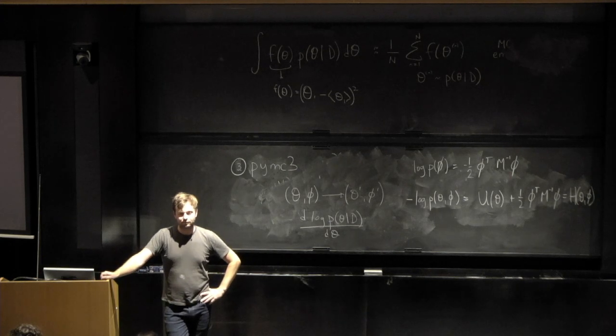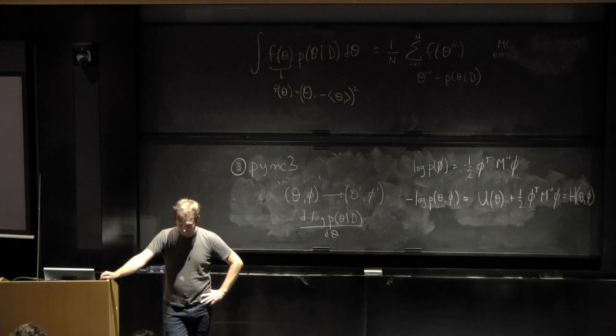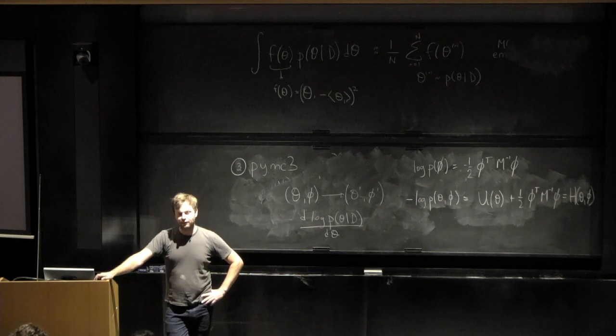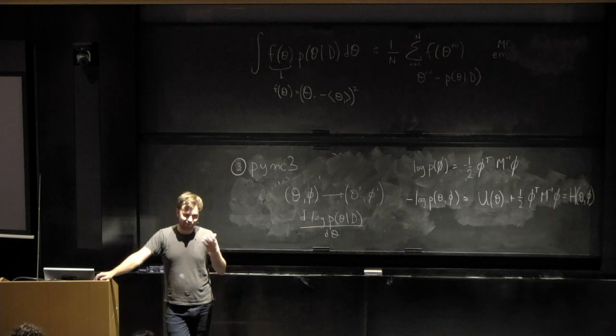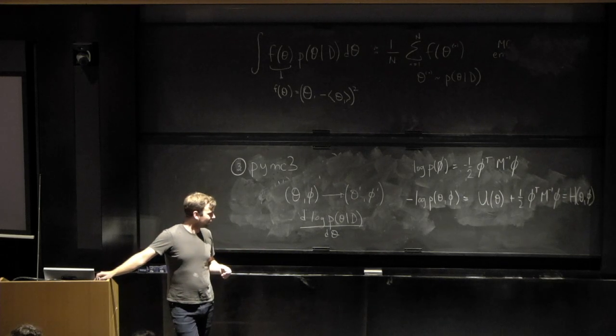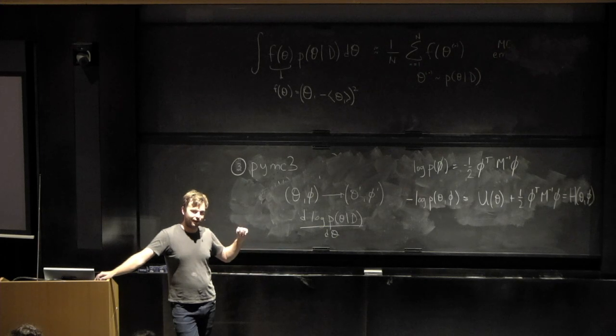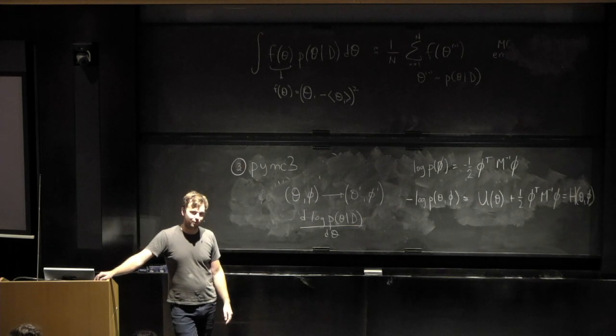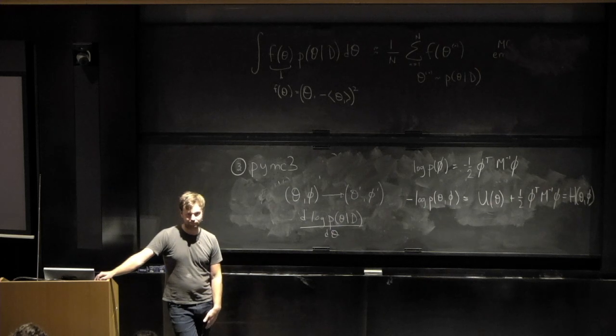Does this derivative have to be exact, or can it be done numerically? So in practice, it has to be exact. There are some ideas about how to use noisy estimates, but for the types of methods that we're talking about here, it has to be exact. Otherwise, you get very bad performance. And part of that is just that your acceptance probability would drop really quickly because it's hard to conserve energy.